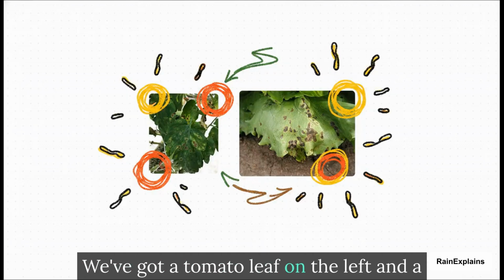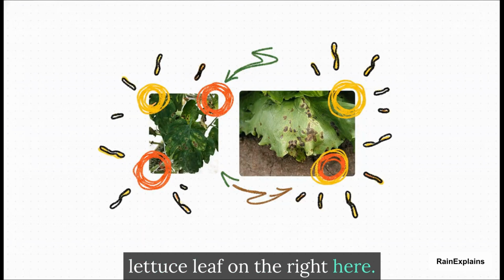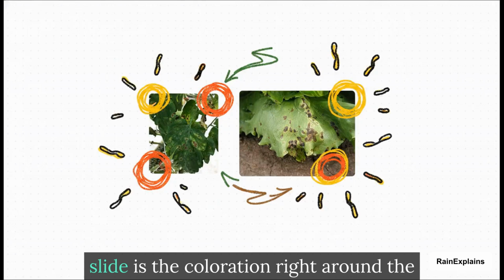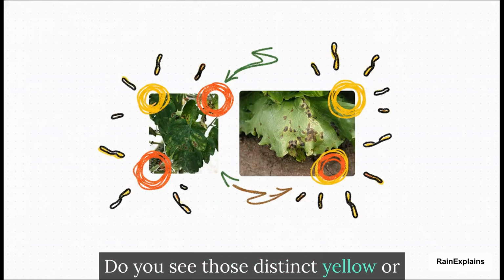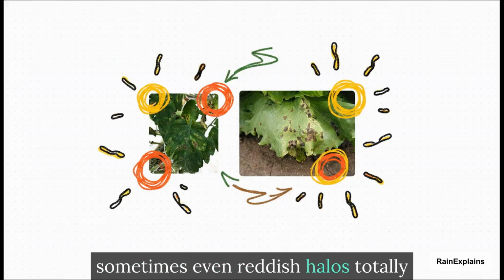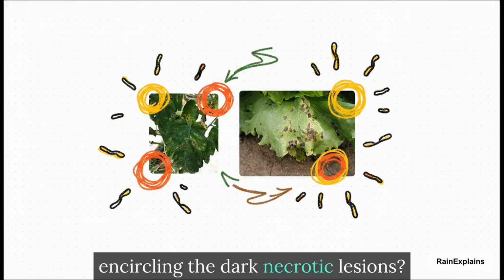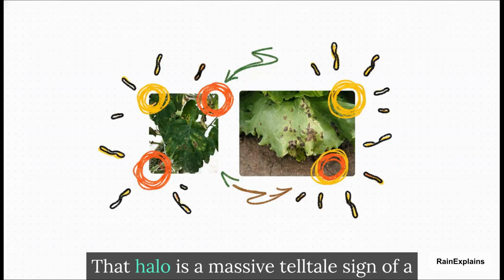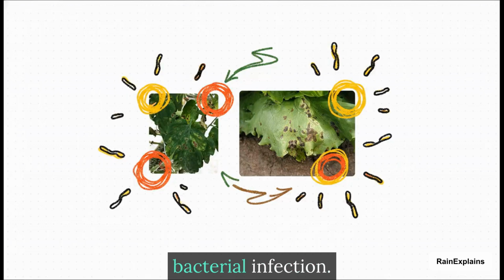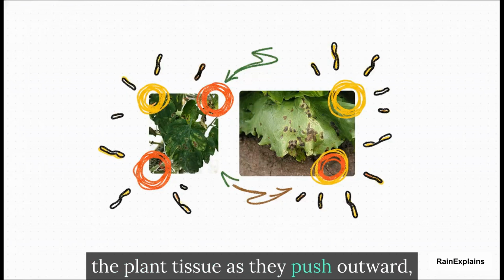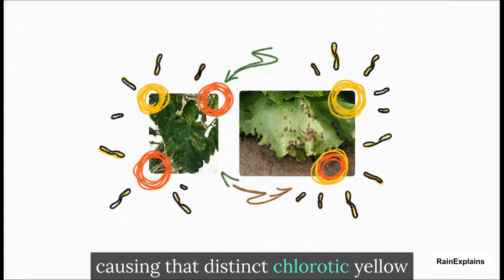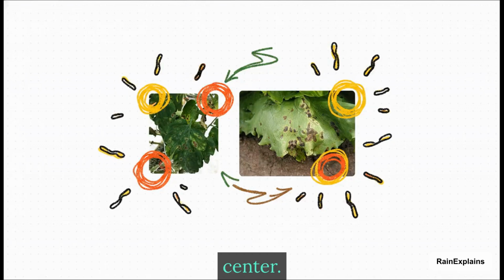We've got a tomato leaf on the left and a lettuce leaf on the right here, both super common victims. Now, what's really interesting about this slide is the coloration right around the dark damage. Do you see those distinct yellow or sometimes even reddish halos totally encircling the dark necrotic lesions? That halo is a massive telltale sign of a bacterial infection. The bacteria are essentially poisoning the plant tissue as they push outward, causing that distinct chlorotic yellow ring just ahead of the dead brown center.